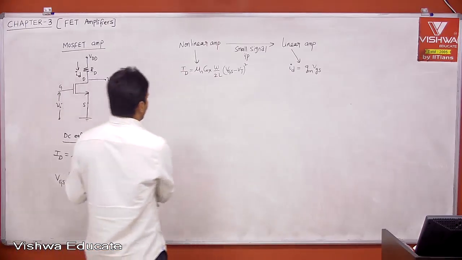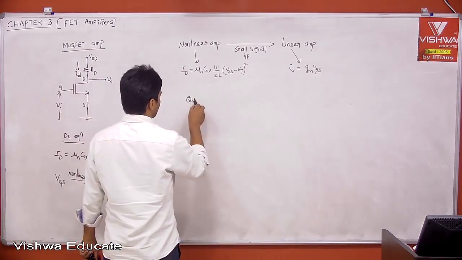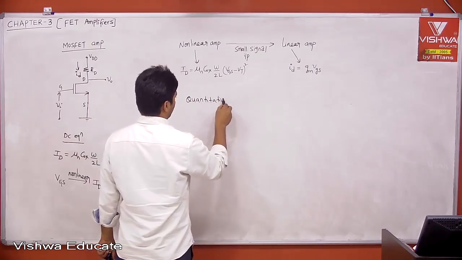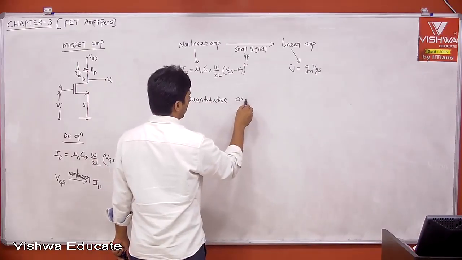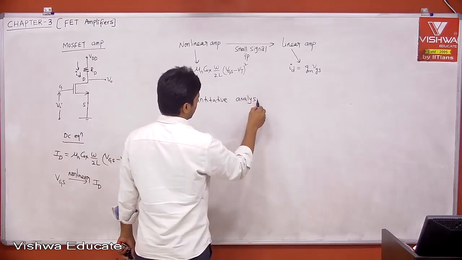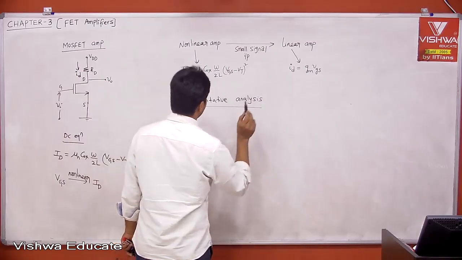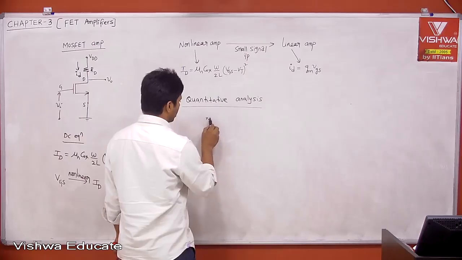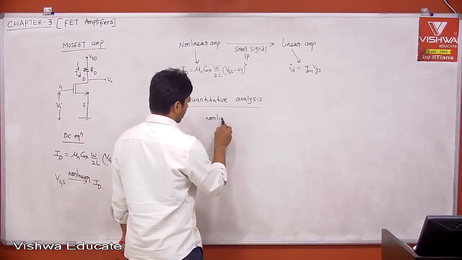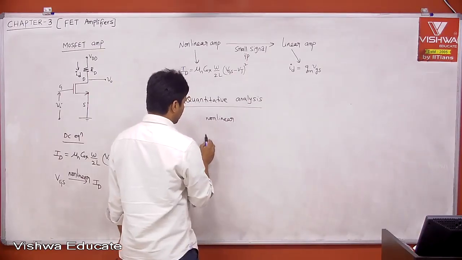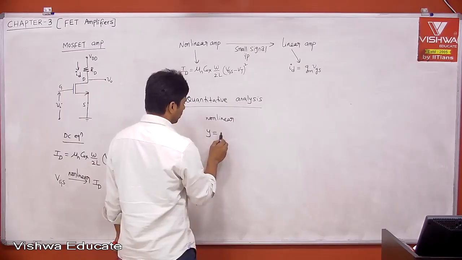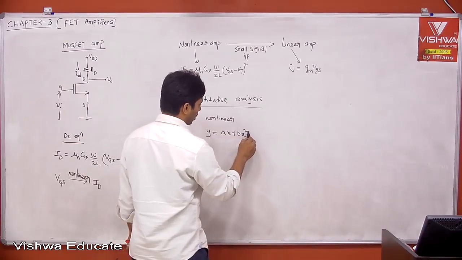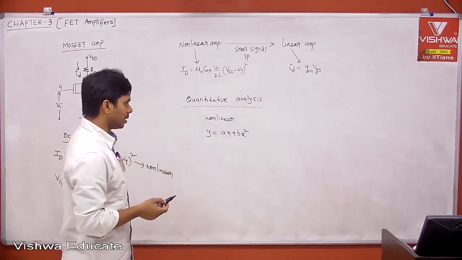Mathematically also I can explain. Quantitative analysis. If you take a quantitative analysis, just listen. When I say the nonlinear system, let us say the nonlinear equation. If you consider a nonlinear equation, let us say y is equal to ax plus bx square. This is what is nonlinear, right?